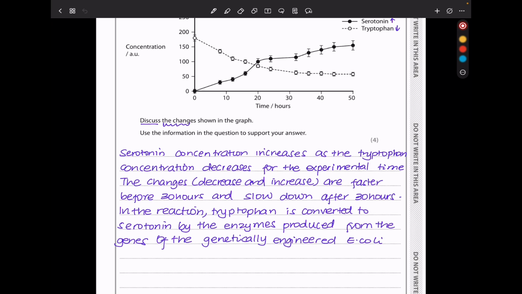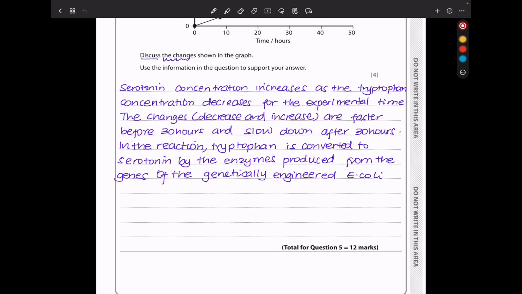So I said serotonin concentration increases as the tryptophan concentration decreases for the experimental time. The changes, meaning decreases and increases, are faster before 30 hours and they slow down after 30 hours. We can see there is a faster increase, but around here we see a slower increase and slower decrease. In the reaction, tryptophan is converted to serotonin by the enzyme produced from the genes of the genetically engineered E. coli. So this brings us to the end of question 5. Let's continue to question 6.